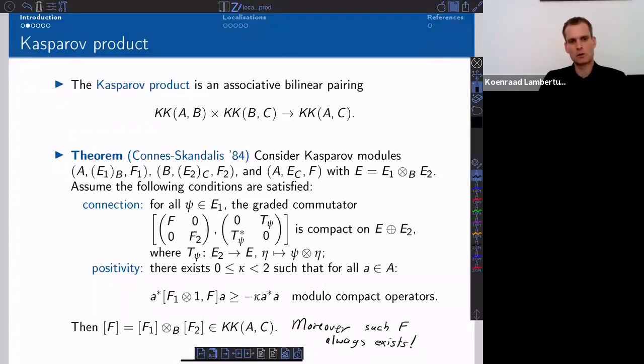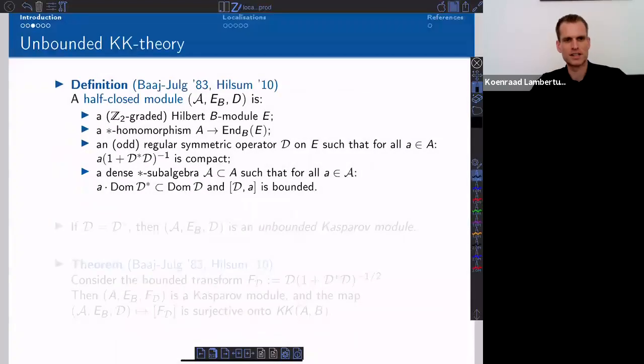What I'd like to introduce next is the unbounded picture of KK theory. One of the main motivations behind this unbounded picture is that it's more suitable to also describe geometry. The class in KK theory of a Kasparov module is a very topological object. But now we are going to consider representatives which are also suitable for describing geometry of these objects. This geometry is not visible at the level of the equivalence class, but only at the level of the representatives.